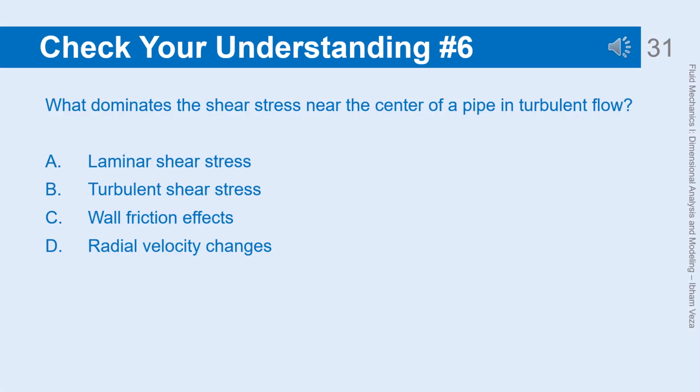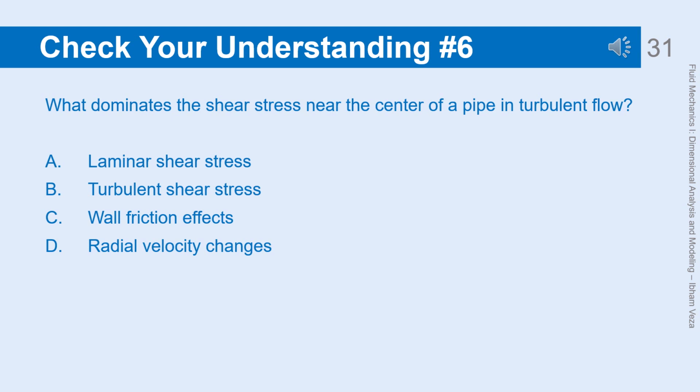Check your understanding number 6. What dominates the shear stress near the center of a pipe in turbulent flow? B. Turbulent shear stress. Explanation.